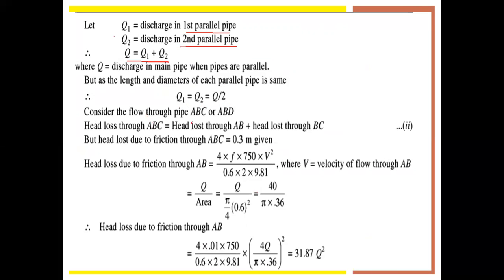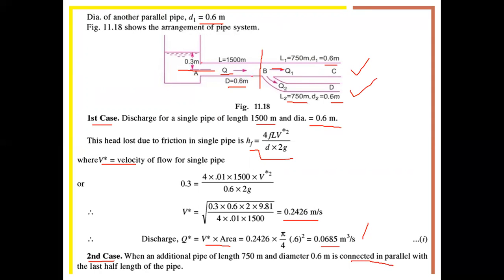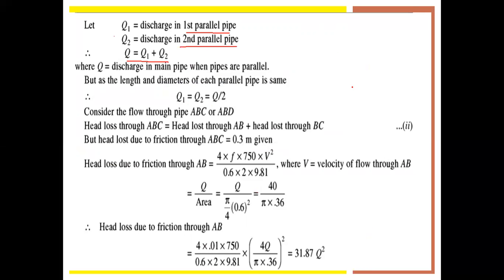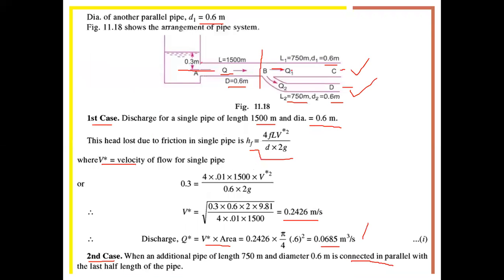Now considering the flow through the pipe ABC or ABD. So ఏం చెప్తున్నాడు? ABC కానీ ABD కానీ. So why? Because ABC నుంచి exit same, ABD నుంచి కూడా exit same. Therefore we can take any line, ABC line or ABD line. Therefore head loss in the ABC is equal to head loss in the AB plus head loss in the BC. అంతే కదా? ఇప్పుడు రెండు కేసెస్ వస్తాయి అన్నమాట.